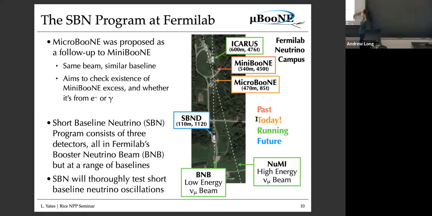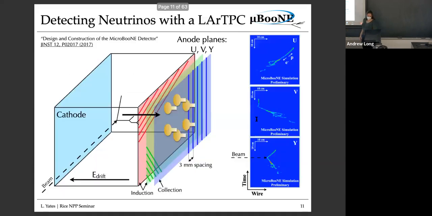So together, this three detector program, because we can measure the same beam at three different baselines, gives a really powerful handle on any potential oscillation signature. So it'll really cover that MiniBooNE space. And all three of these detectors are using a different and, I would argue, much better detector technology called a liquid argon TPC, LArTPC for short. I'm going to say that about 100 times. Sorry. So how does a LArTPC work?